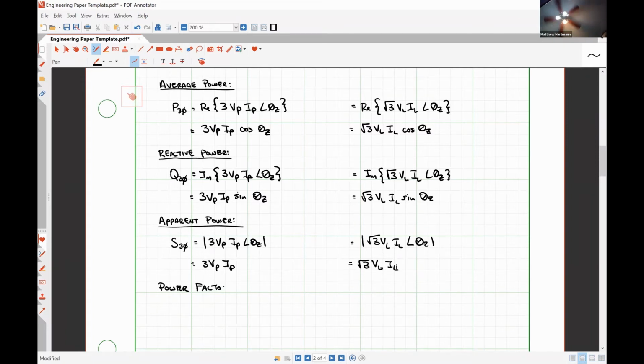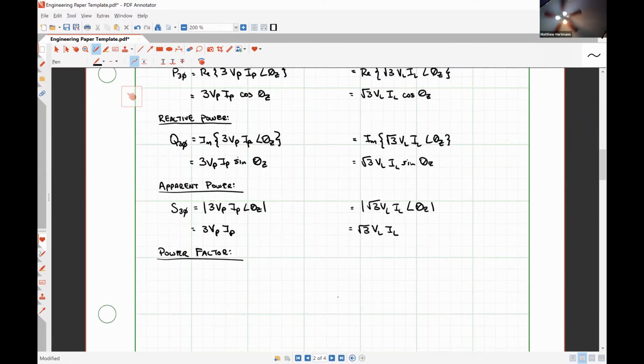And lastly, the power factor of our three-phase system will be, by definition, the ratio of the average power divided by the apparent power, which will be just cosine theta z. And that's true whether we're dealing with line quantities or phase quantities.